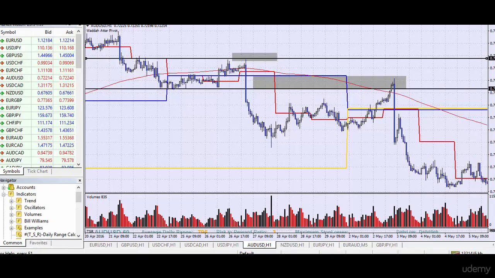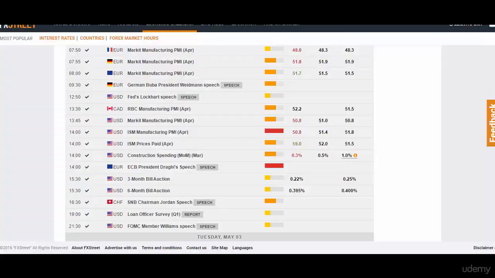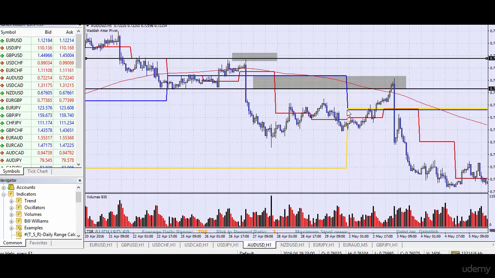So if you go on the Australian dollar and you look on May the 2nd, which is right around here, this temporary up move that we have here may have been caused by the bad US data, by the bad market PMI for the US. It came out worse than expected. We were expecting 51 and it came out at 50. So this is bad for the US. Okay, so that's a bad indicator for the US.